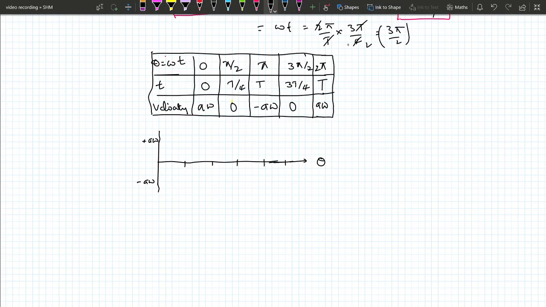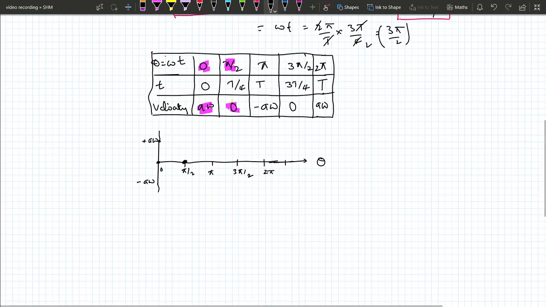Whenever theta is equal to 0, the velocity is a omega, so that means it is a positive value. Therefore I have to mark the point. When theta is equal to pi by 2, the velocity is 0, so I have to mark the 0 on the pi by 2 point.